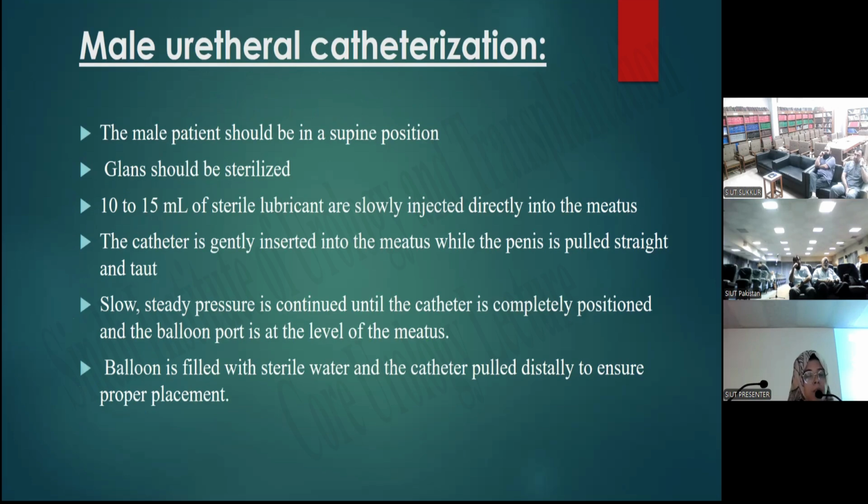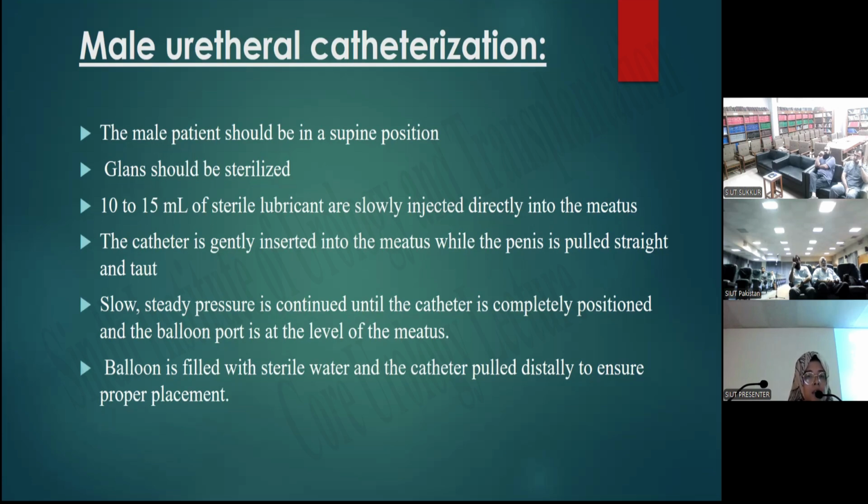Now, the male urethral catheterization. First of all, the position is important. The male is usually placed in the supine position. The glans should be sterilized. If the penis is uncircumcised, then the foreskin is retracted and the glans is pinched dorsally. 10 to 15 ml of the sterile lubricant is slowly injected directly into the meatus, and the glans is then pinched to avoid expulsion of the lubricant from the urethra.